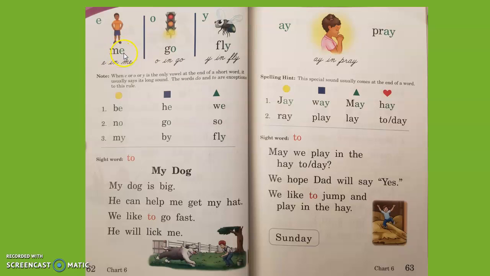Por ejemplo, which is the short sound of letter E? E. Y el long sound, I. Entonces, la regla nos dice, si la I en una palabra corta como esta va al final, tiene sonido largo. Si la O en una palabra corta va al final, es sonido largo. Si la Y en una palabra corta va al final, es sonido largo, ¿ok?